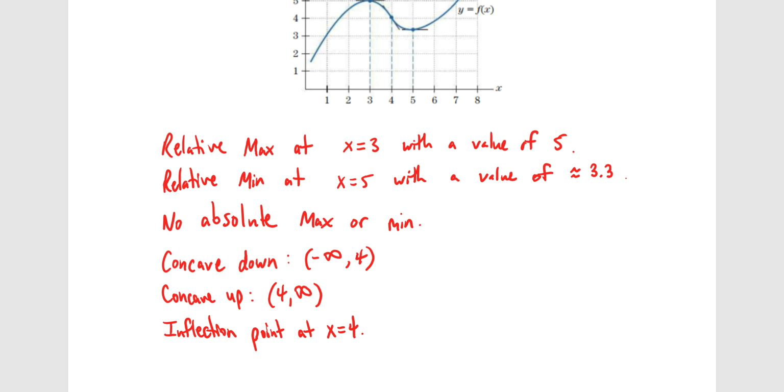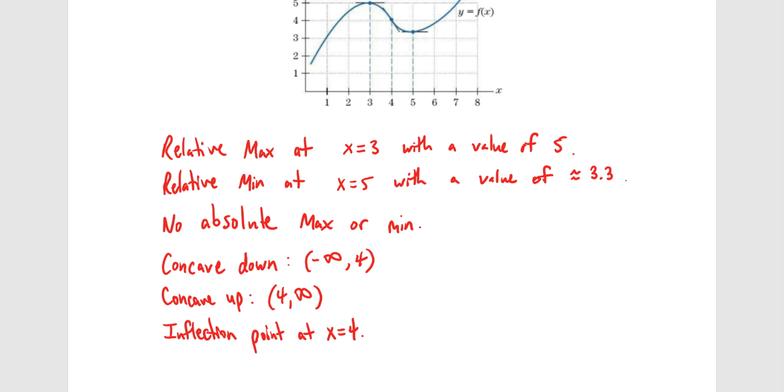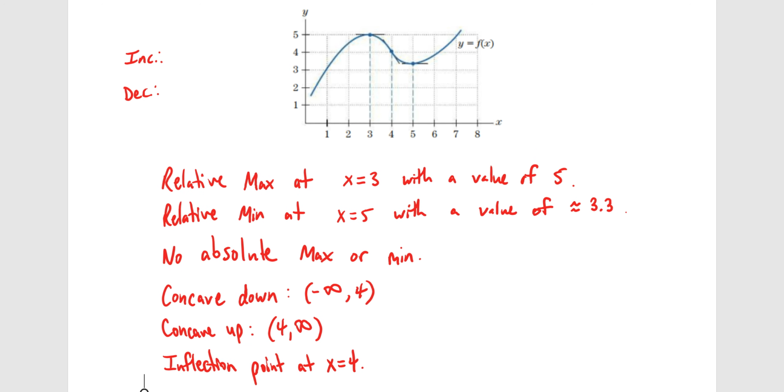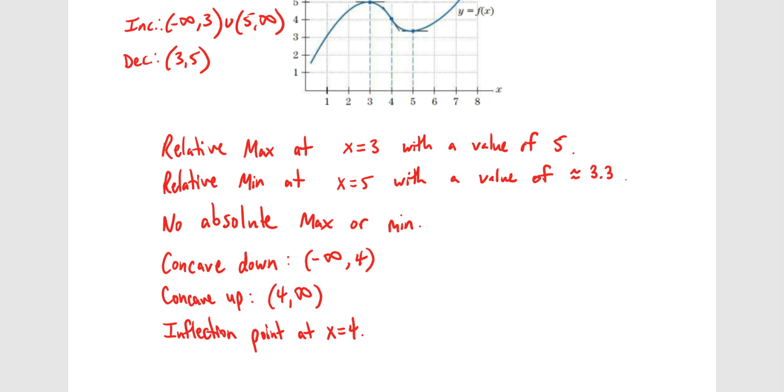Okay, and I'm also just going to throw in here, going back to the beginning where it was increasing and decreasing, I just forgot to mention that. We can see that it's increasing from negative infinity up until 3, which was the relative max, and then it's decreasing from 3 to 5, and then it starts increasing again from 5 to infinity. So joining those intervals, we put a little u for union, so it's increasing from 5 to infinity also. Okay, just wanted to throw those in there.